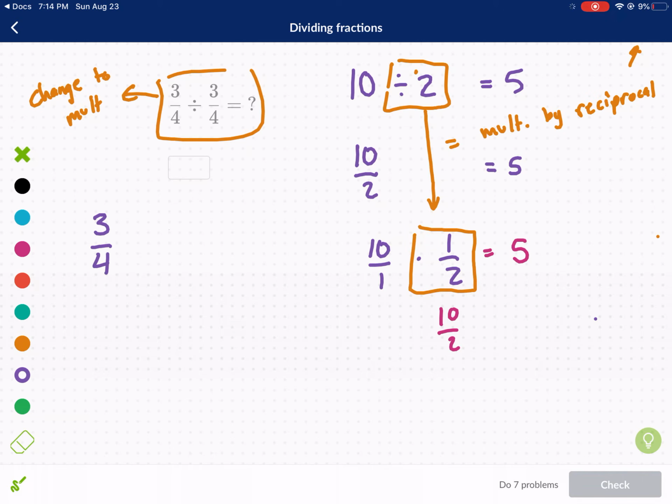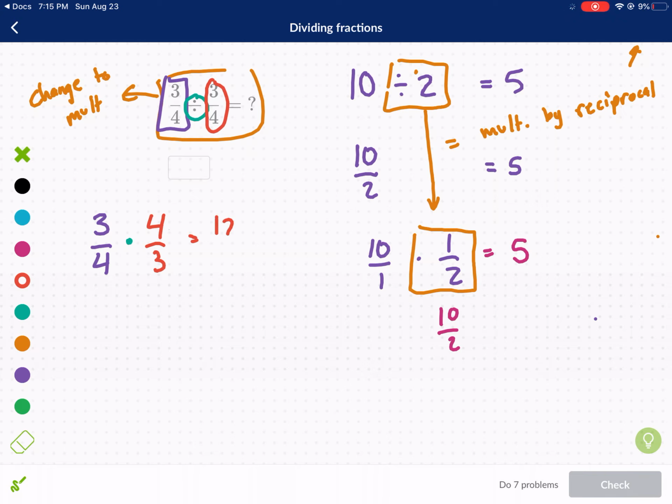What does that mean? Keep. You keep this first fraction how it is. Change. You change this divide into multiplication. I like the dot for multiplication, just so you're aware. And then flip. What you're going to do is you're going to flip the second fraction to be the reciprocal. So it becomes this problem.